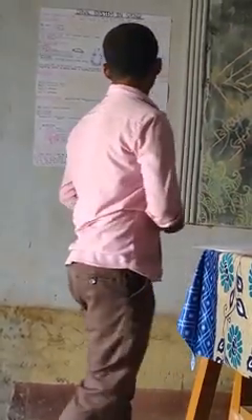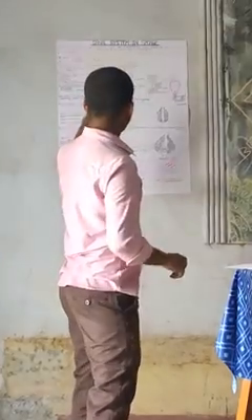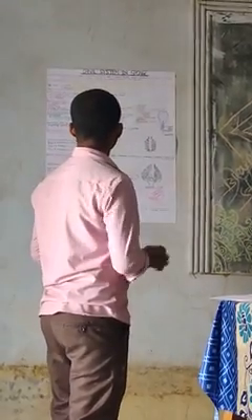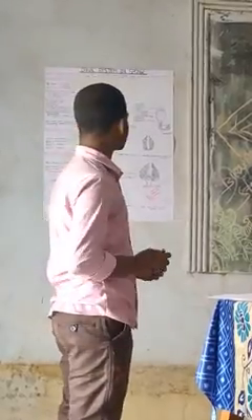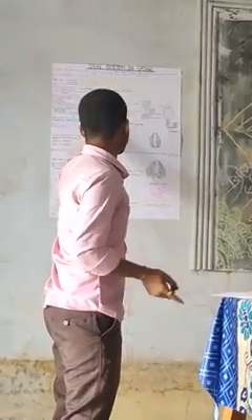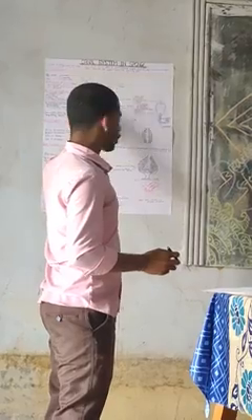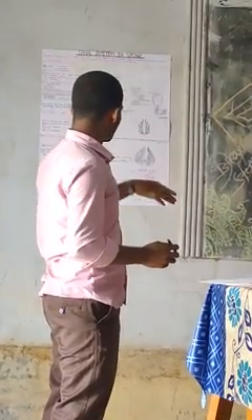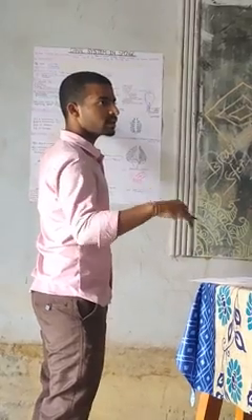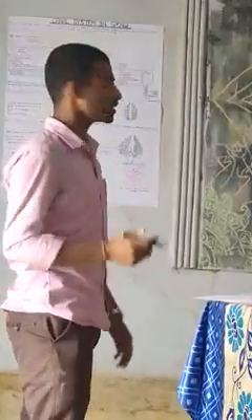Next, reproduction. In sponges, reproduction is of two types: sexual reproduction and asexual reproduction. First I will describe asexual reproduction, then I will go to sexual reproduction. Asexual reproduction occurs in sponges by fragmentation or regeneration. A broken part of the sponge, when it comes in contact with soil, starts to regenerate from that small portion of the sponge.